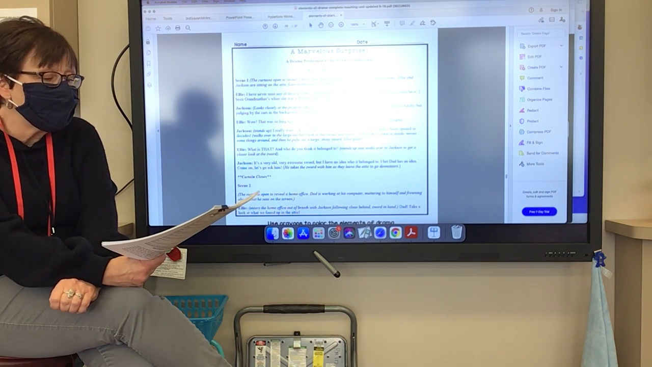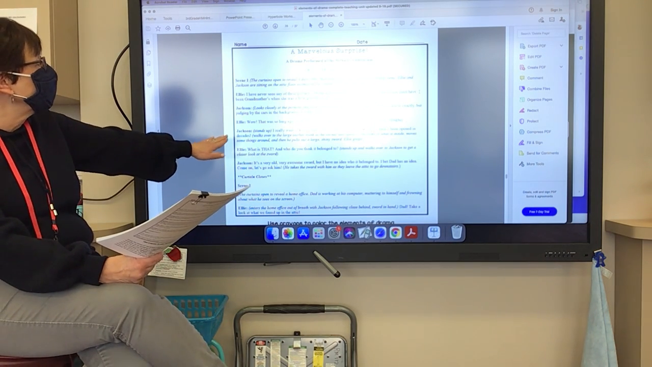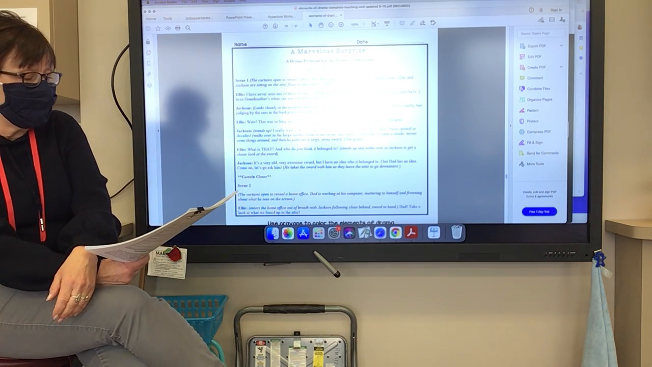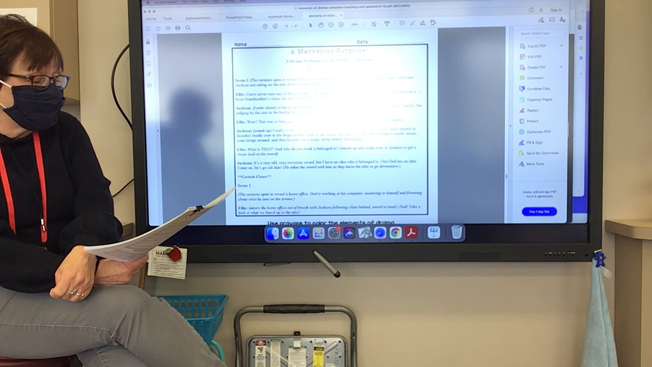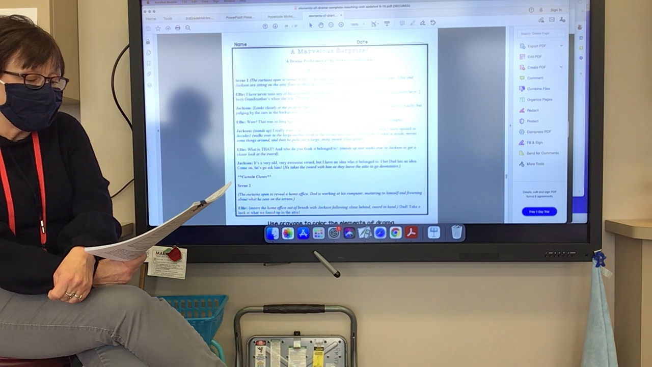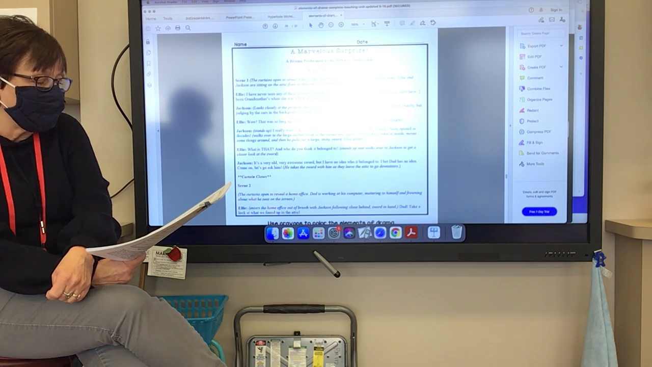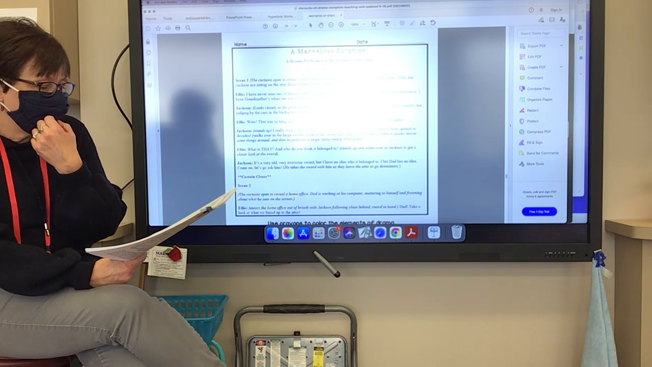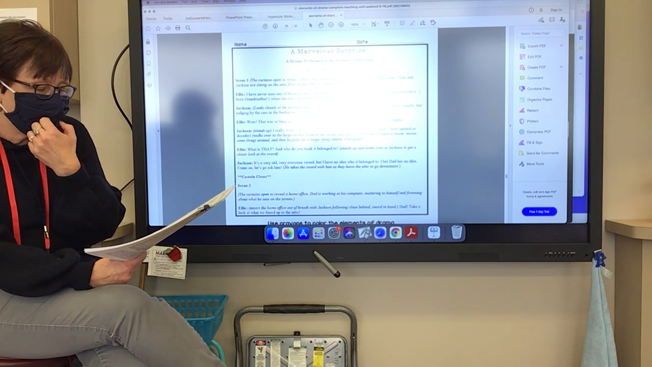We have the curtain closes. And we had a bunch of stage directions in there that we did not read, so I hope you were reading those with your eyes. Now we have scene 2, and we have the curtain opens to reveal a home office. Dad is working at his computer, muttering to himself and frowning about what he sees on the screen. Okay, Ellie. Dad, someone found up in the attic.